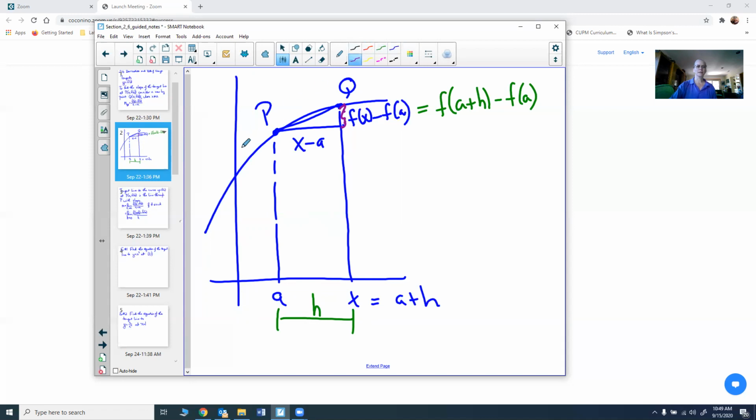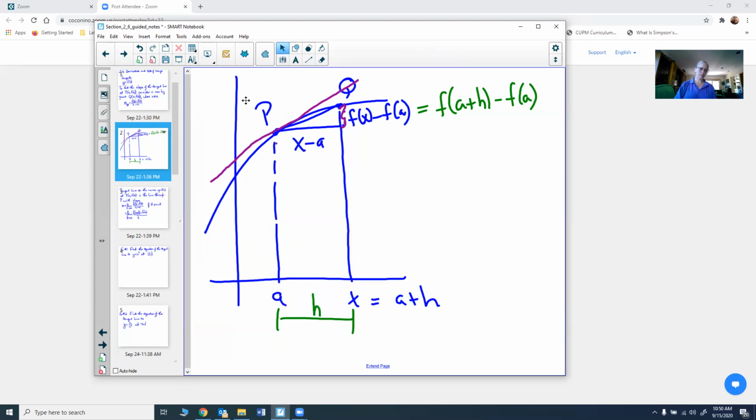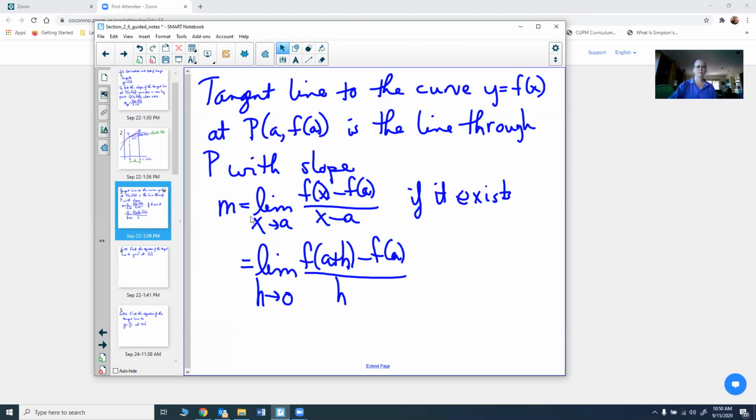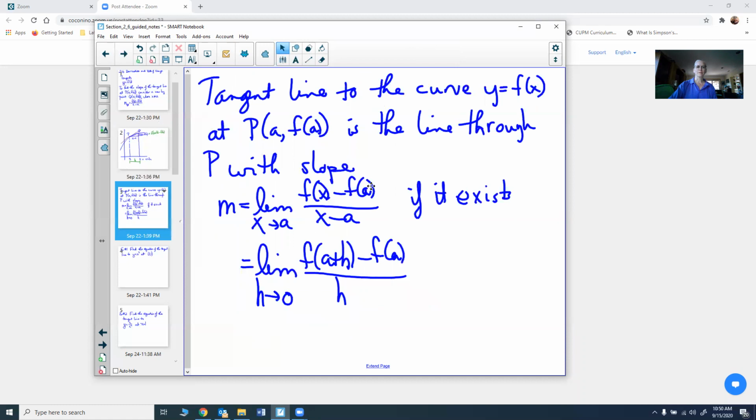And the tangent line is the line that comes close to P, goes through P, follows the direction of the secant line, but actually only hits the curve at that one point. So this is your tangent line. And what you want to do is find the slope, and it is just the limit of this secant line slope. And the way we write that is the slope is equal to the limit as x goes towards a of f of x minus f of a over x minus a.